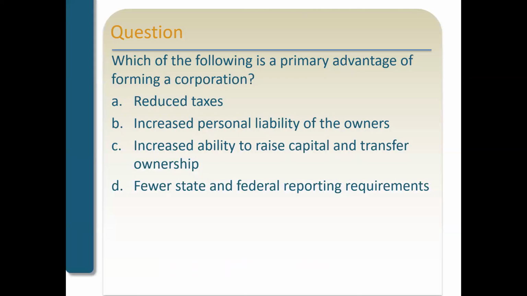So guys, I'm going to give you this question. Which of the following is a primary advantage of forming a corporation? A, reduced taxes; B, increased personal liability of the owners; C, increased ability to raise capital and transfer ownership; or D, fewer state and federal reporting requirements. What do you think there?